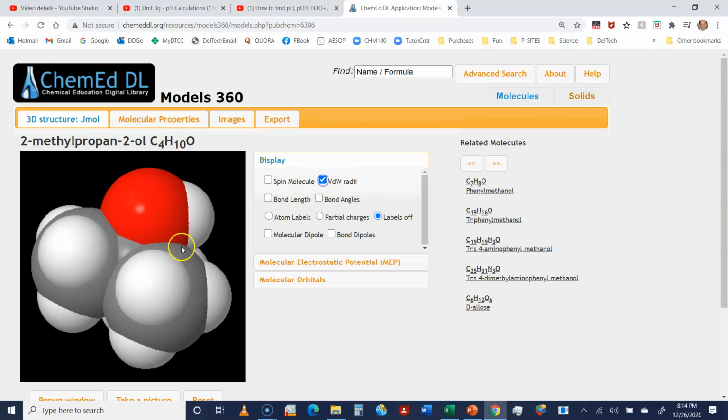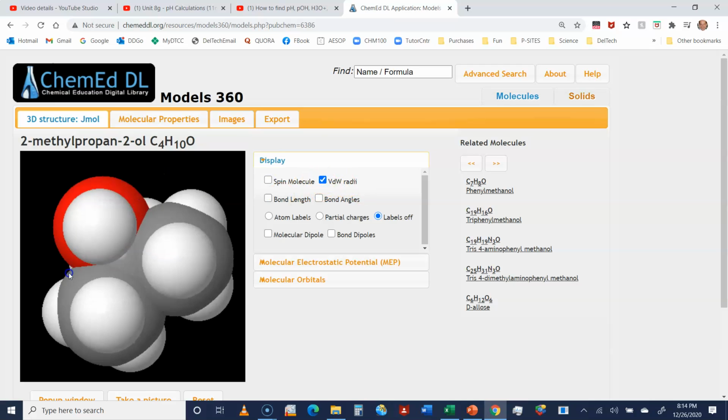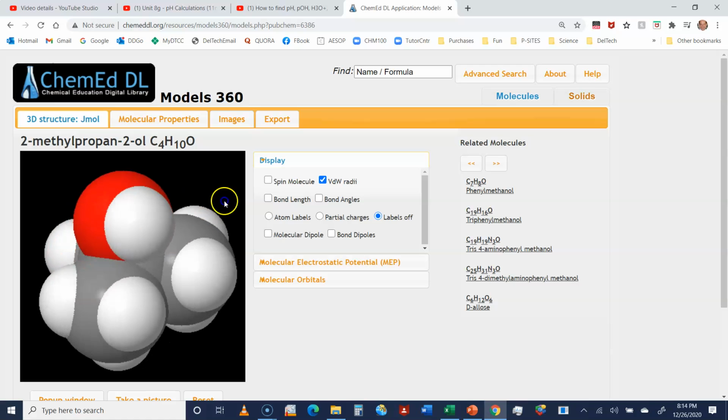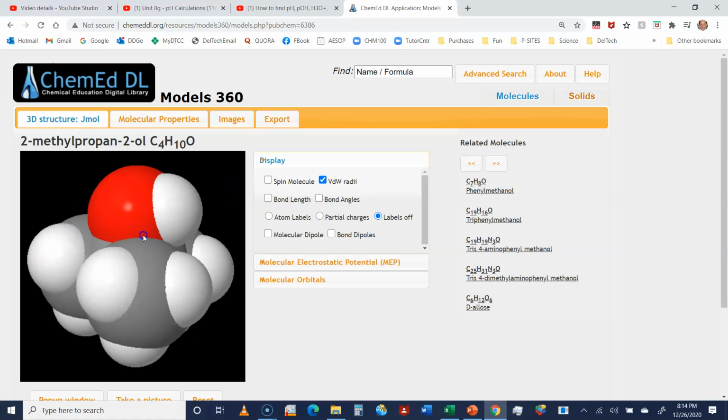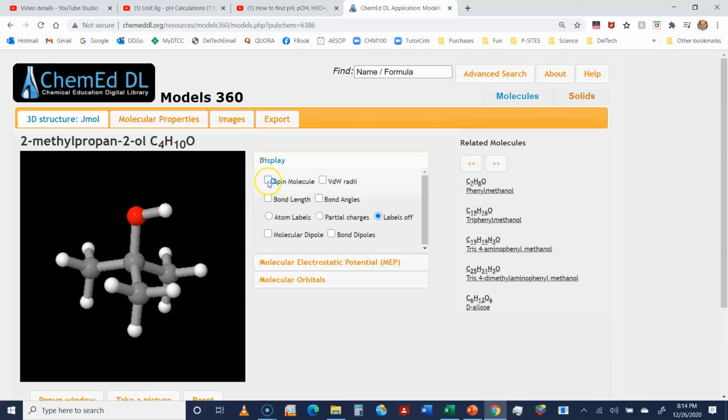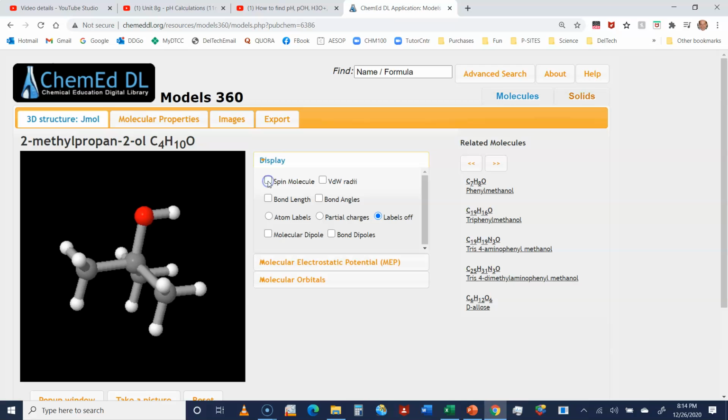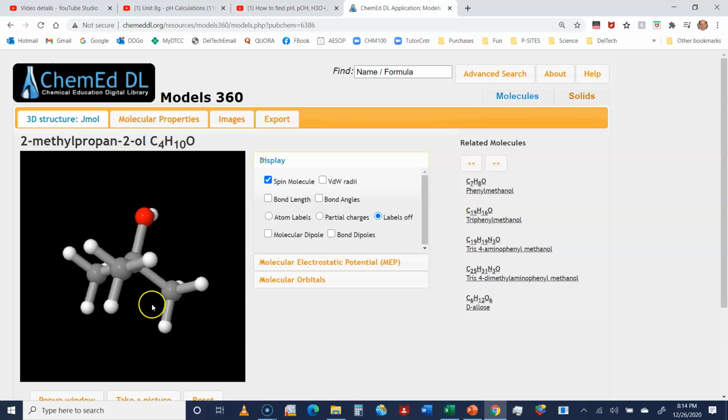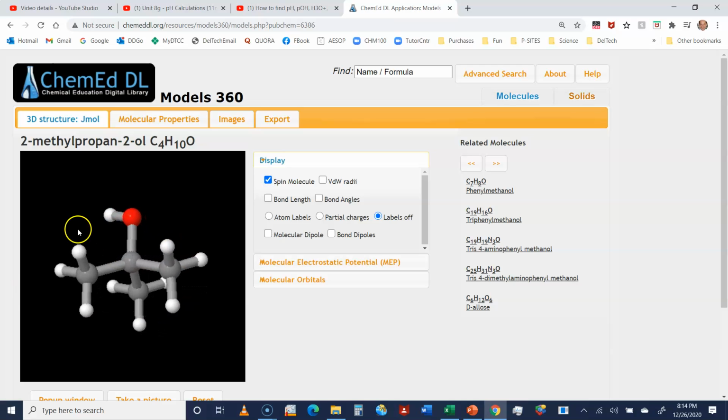If you want to look at the van der Waals radius, you can see these molecules tend to be flat, blobby-looking objects when you actually look at the shape, and you don't really see the bonds anymore. So while it's fun to look at that way, it's a lot easier to look at it in the ball and stick model. So just play around with it.